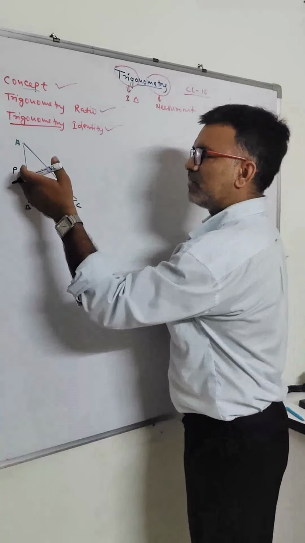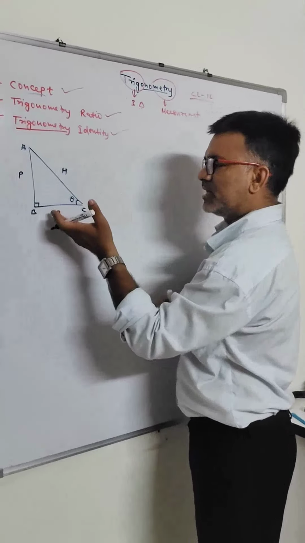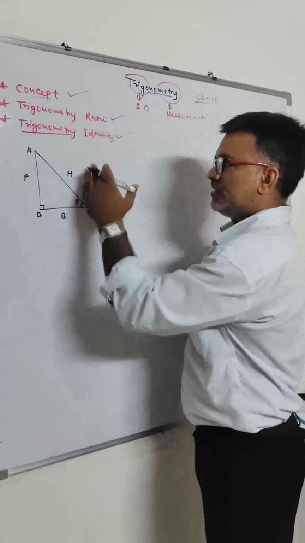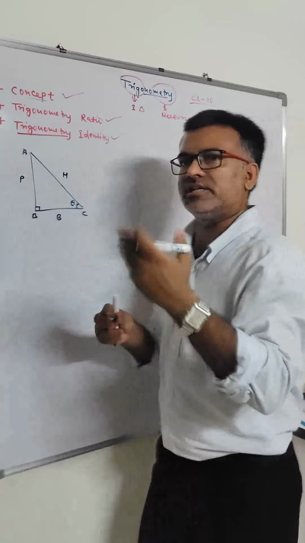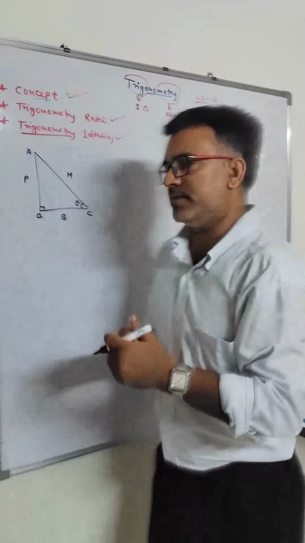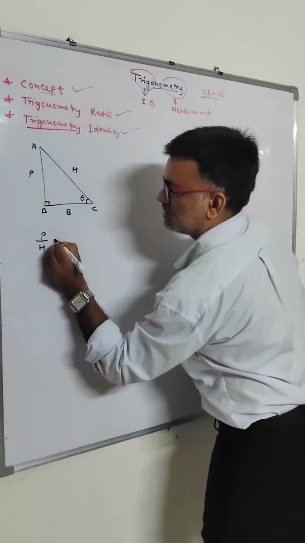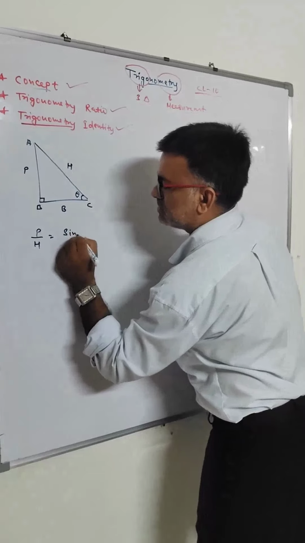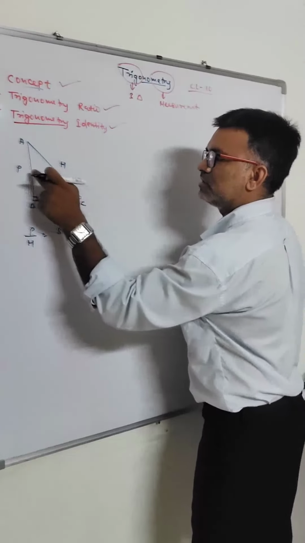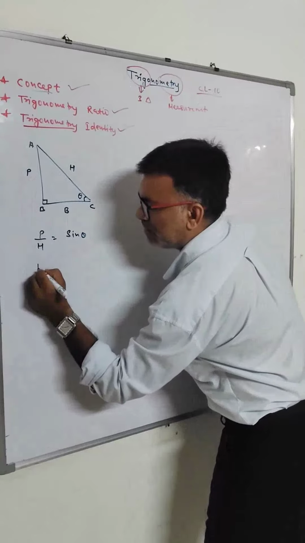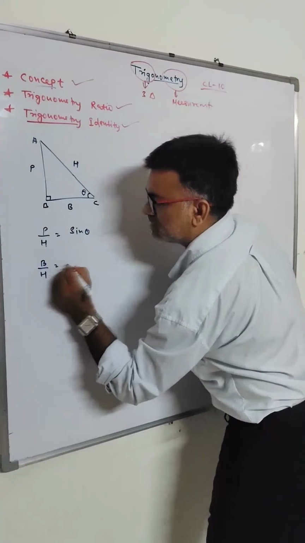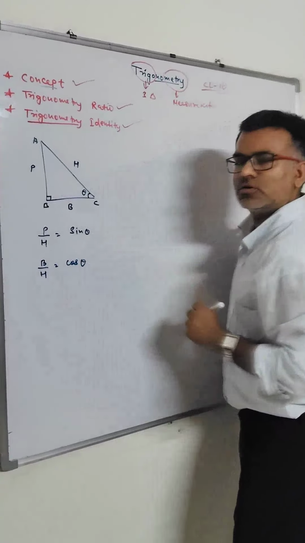Suppose once I will take opposite side by hypotenuse. Sometimes I will take base by hypotenuse. So when I was selecting different ratios, उस ratios का कुछ naming है. For example, I am taking P by H. ठीक है. So this one I will say this is sin theta. Sin theta is equal to P by H. If I am writing B by H, so I will say this is cos theta.